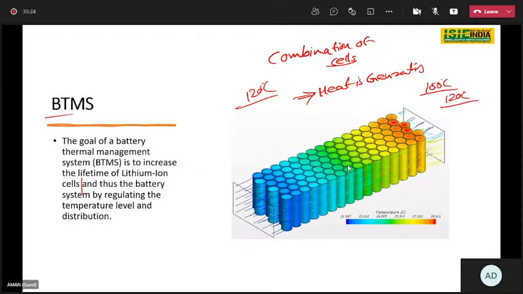The idea behind designing a battery thermal management system is to increase the lifetime of a lithium ion cell. As you can see here, it does this by regulating the temperature level and distribution. So what we are doing with this battery thermal management system is, if the battery pack's temperature is high, we want to reduce it to the optimal temperature.